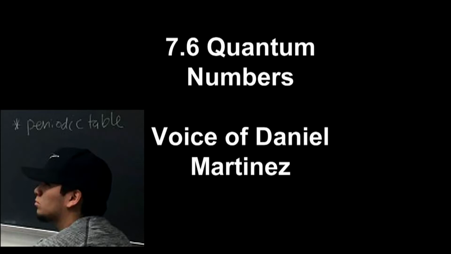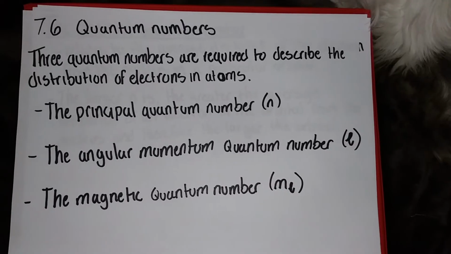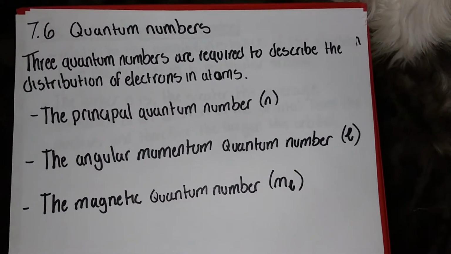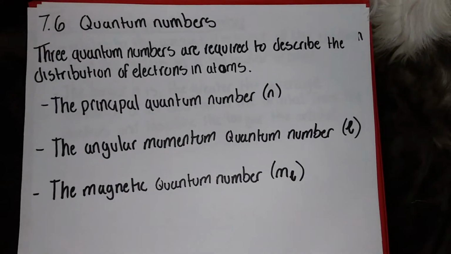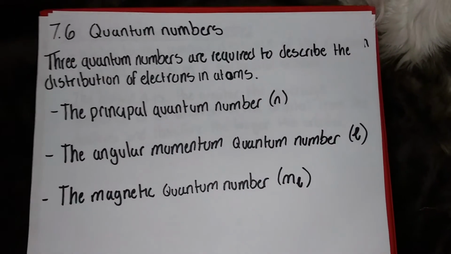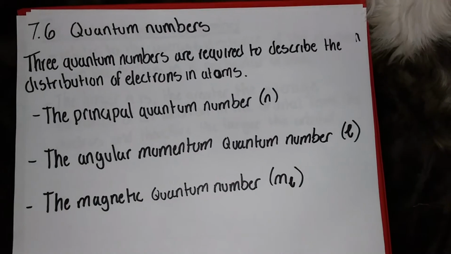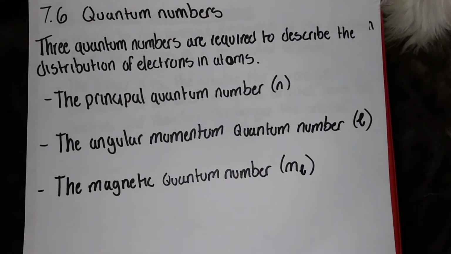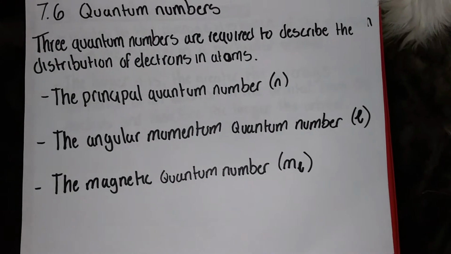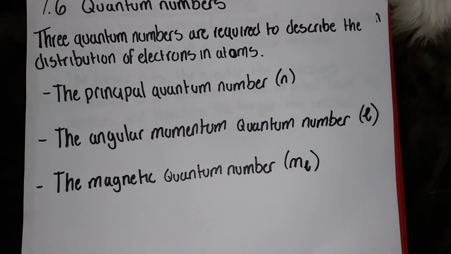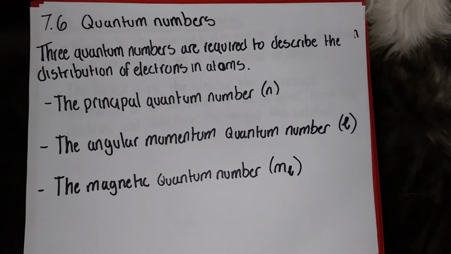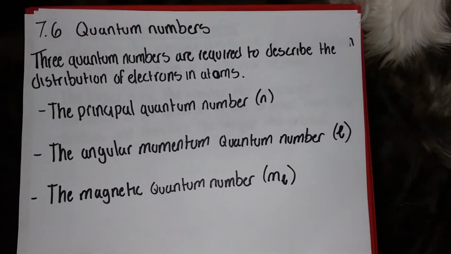Now going on with 7.6, quantum numbers. There are 3 quantum numbers that are required to describe the distribution of electrons in atoms. The first one is the principal quantum number, which is represented by n. The next one is the angular momentum quantum number, represented by the letter l. And the last is the magnetic quantum number, represented by ml.